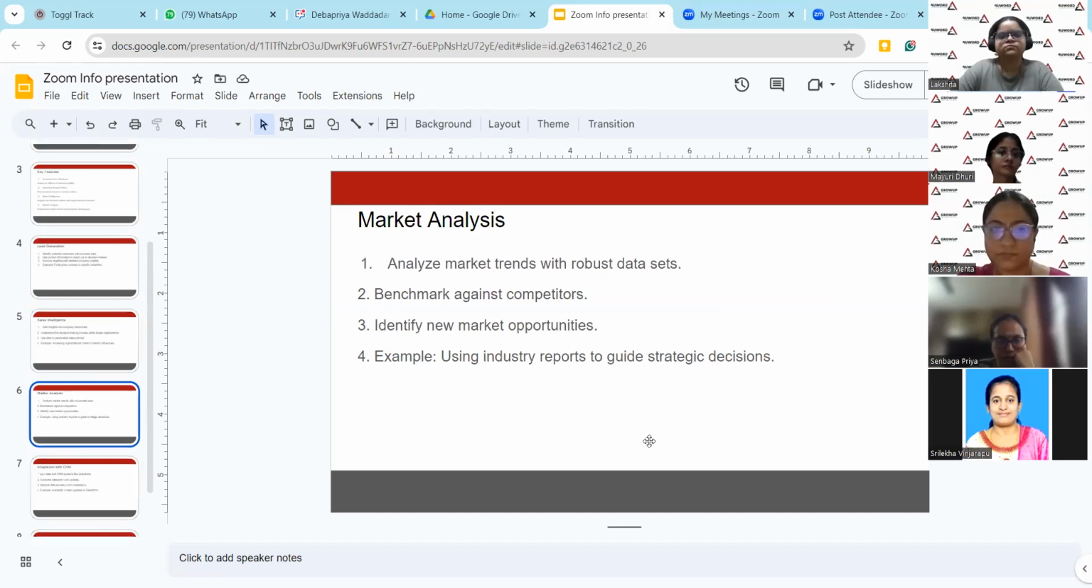Next is market analysis. You can analyze the market trends with different kinds of data sets. Benchmarking against competitors can be done, and you can identify new market opportunities. When we get data from ZoomInfo, we can analyze it and start pitching according to what kind of competitors you are going to deal with, or what kind of opportunities are coming up in the market. You can understand all these things in market analysis.